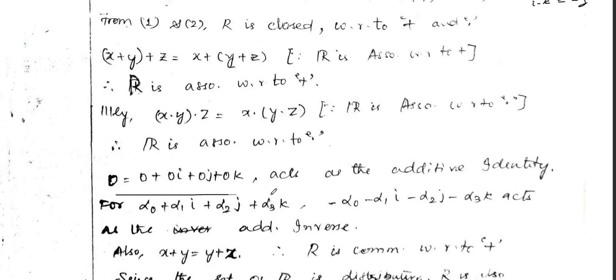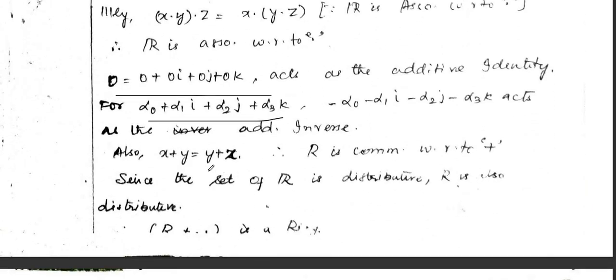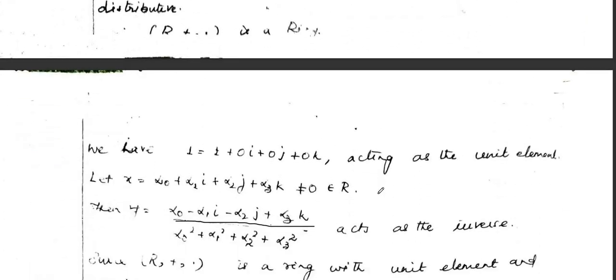And this one acts as the additive identity, and this one acts as the additive inverse. And this can also be checked, that is commutativity with respect to addition. And distributive laws can also be checked. And if we consider 1, which is rewritten as 1 plus 0i plus 0j plus 0k, this will act as the unit element. And for any non-zero x in R, the inverse of that is given by this.